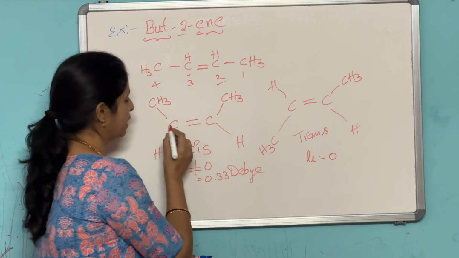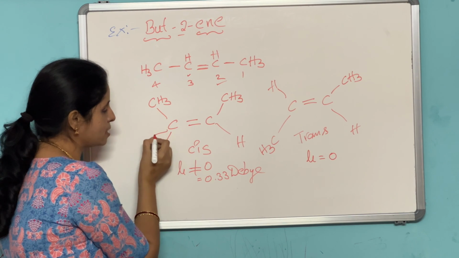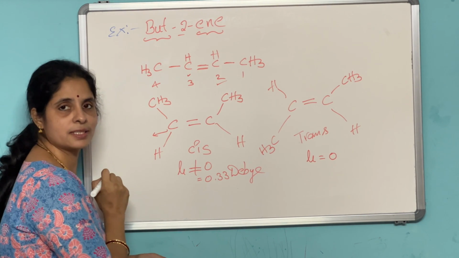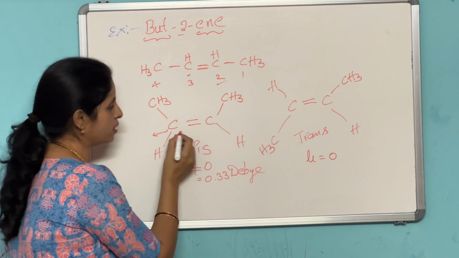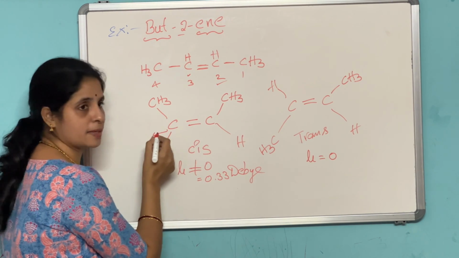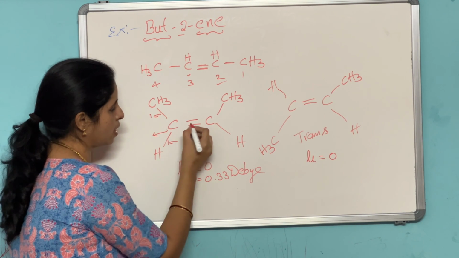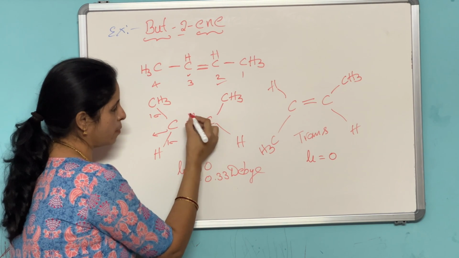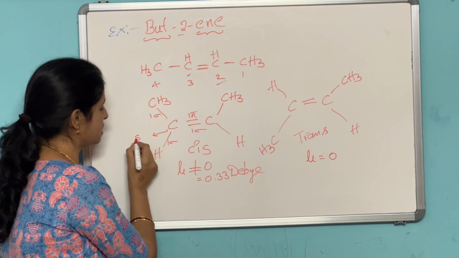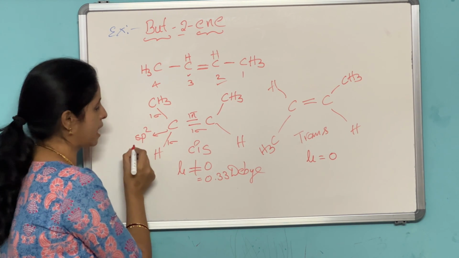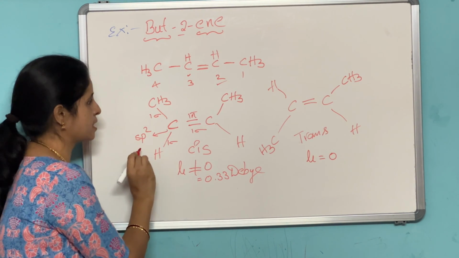Okay, so here if you observe, what is the hybridization of this carbon? How to calculate hybridization? Just around this, how many sigma bonds are there? One sigma bond, second sigma bond, and one pi bond. A double bond means one pi bond and one sigma bond. Three sigma bonds means sp2 hybridization, and this carbon is an sp2 hybridized carbon.